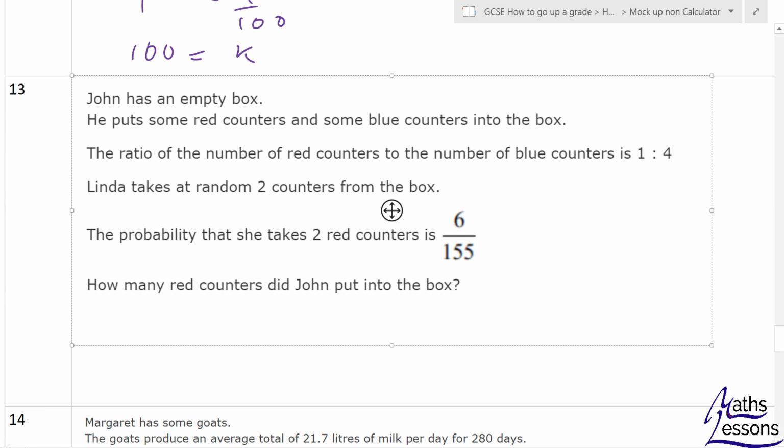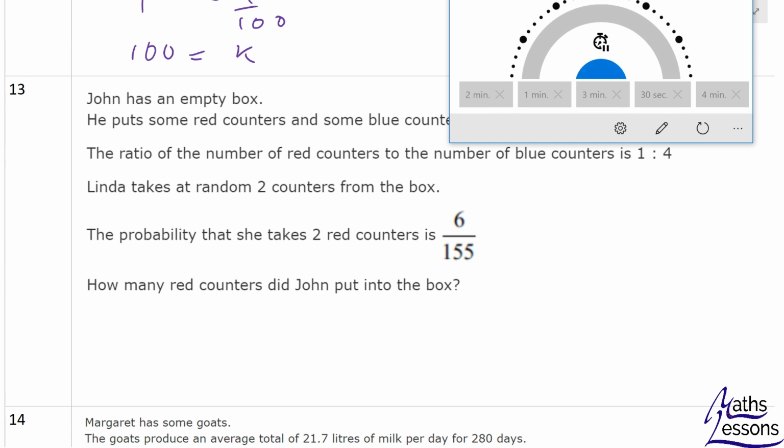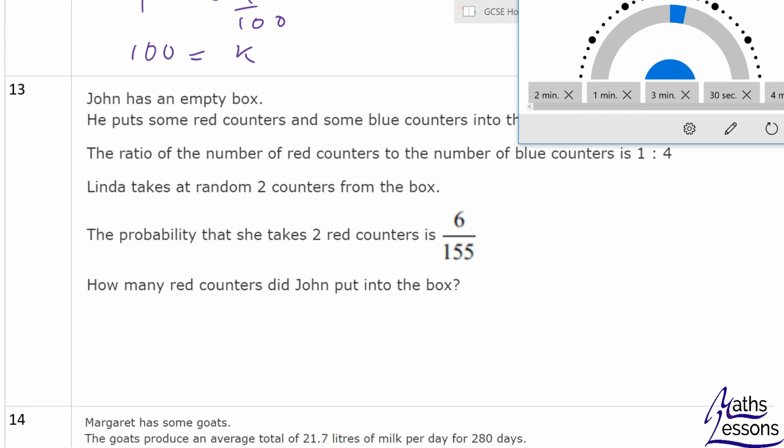Okay, probability question next. I'm going to give you 2 minutes to have a go at this question here.